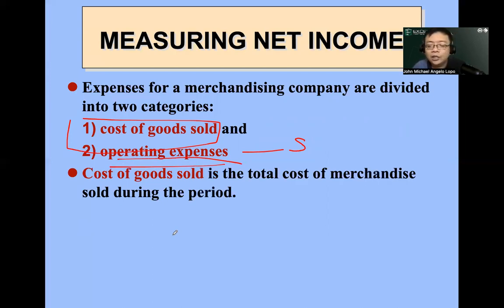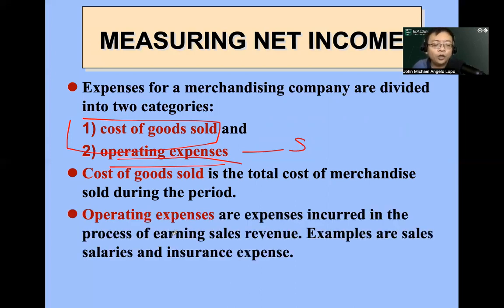Number three, what do you mean by cost of goods sold? Cost of goods sold is the total cost of the merchandise sold during the period. In Tagalog, this is the cost of what you sold this month, or this year, or this period. Of course, OPEX, you have your operating expenses. OPEX refers to expenses incurred in the process of earning the sales revenue. There are many of these, class. You have your sales salaries, you have the insurance expense, so there are a lot of operating expenses.